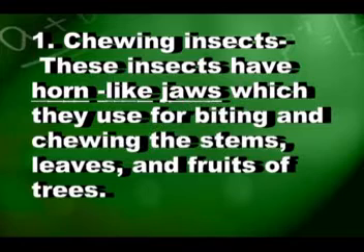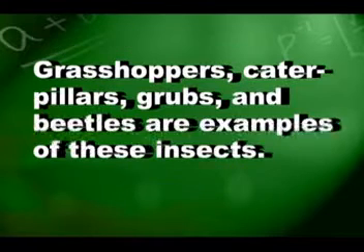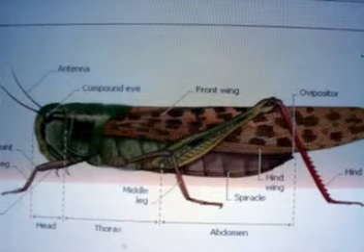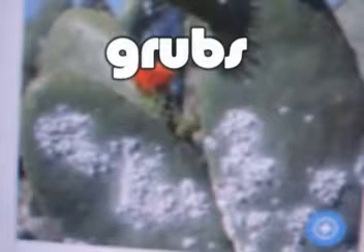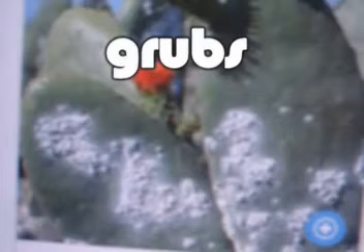Number one, chewing insects. These insects have horn-like jaws which they use for biting and chewing the stems, leaves, and fruits of trees. Grasshoppers, caterpillars, grubs, and beetles are examples of these insects. Grubs are larvae of various insects, especially beetles.